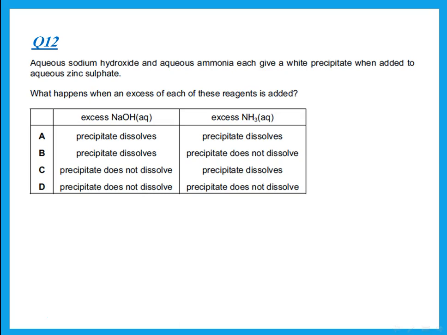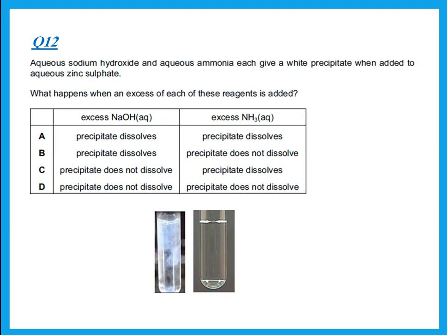This question says aqueous sodium hydroxide and aqueous ammonia each give a white precipitate when added to zinc. Now what happens to the precipitate? If you remember, zinc is something that will give a white precipitate that dissolves in excess to give a colorless solution in both cases, whether I'm adding excess sodium hydroxide or excess ammonia. So remember that zinc is the only one that would give a white precipitate that dissolves in both excess sodium hydroxide and excess ammonia to give a colorless solution.